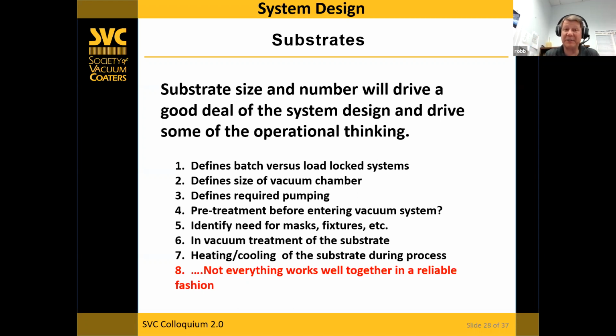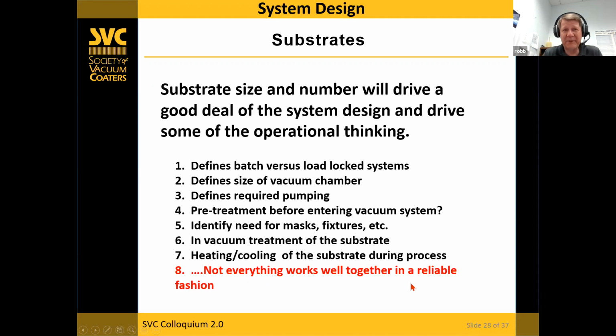How do you store those parts once they're coated? That's always a good question to think about before you start running parts, not after you've run the parts and you build up this inventory of 1,000 parts and you're trying to figure out what to do with them after the fact.